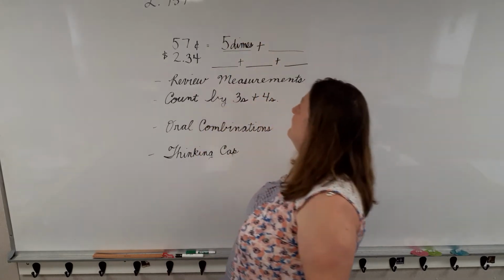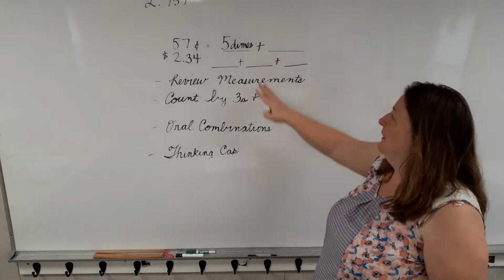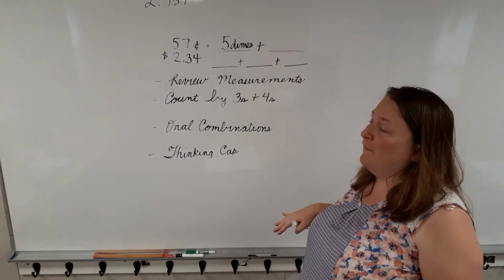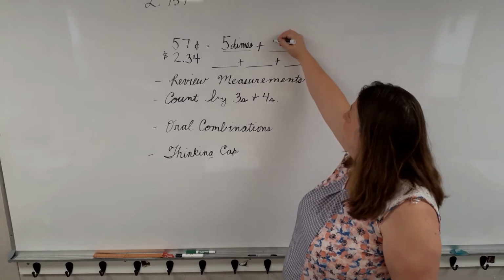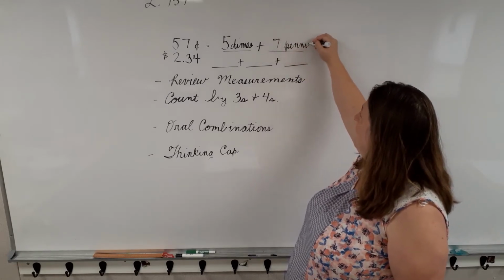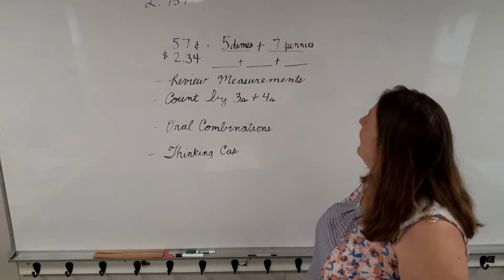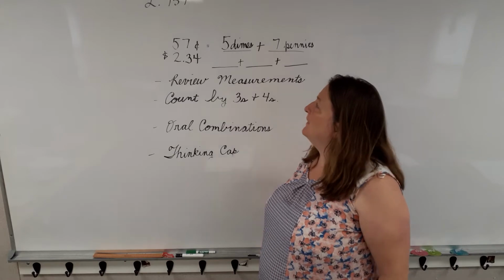And how many pennies? Well, if this is 50 cents, then for 57 cents we would have to add 7 pennies. So 5 dimes and 7 pennies equal 57 cents.